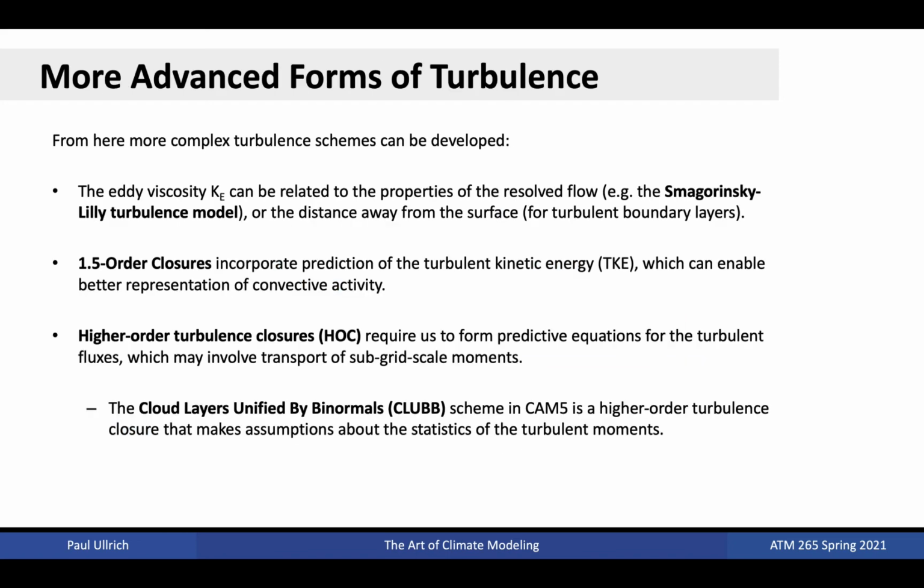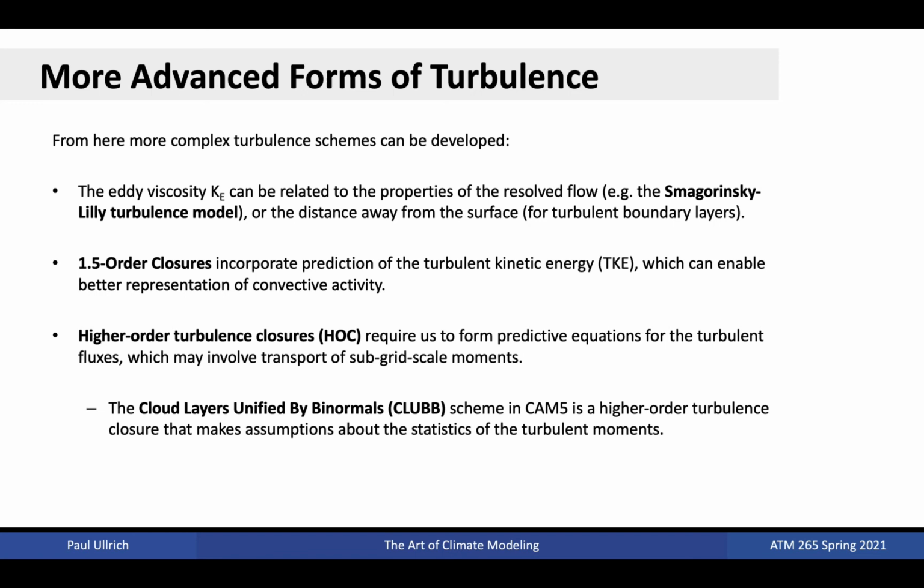More advanced forms of turbulence can be developed from this starting point. For example, the eddy viscosity term can be related to the properties of the resolved flow, as in the case of the Smagorinsky-Lilly turbulence model, where it is related to the strain tensor, or to the distance away from the surface, as in the case of modeling turbulent boundary layers.